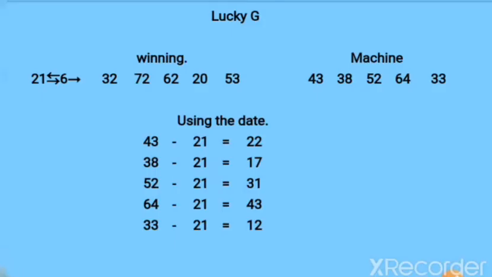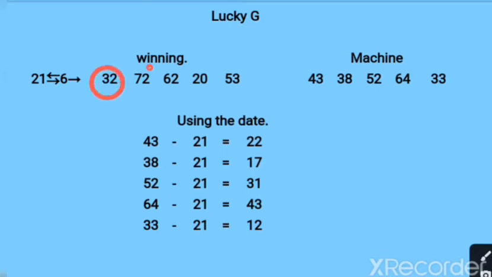In the last video that we released, we discussed Lucky G, and the code that we used generated large numbers. In such a case, we needed to reduce those large numbers to what we can afford to stake. That is why I came out with this video, so that we'll be able to reduce those numbers.